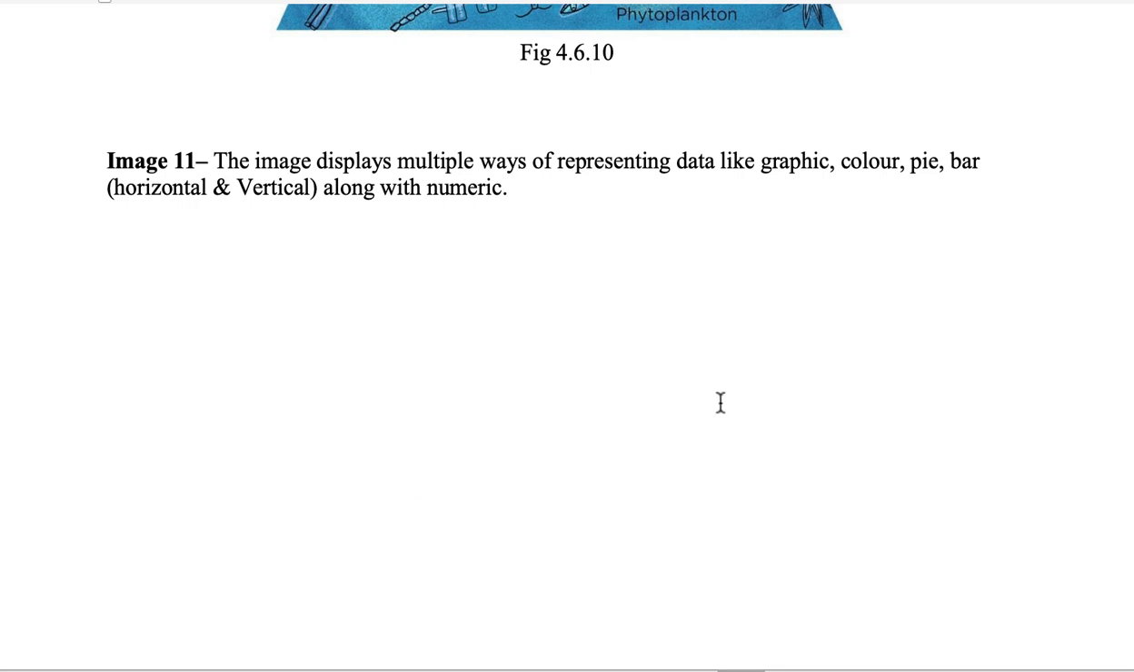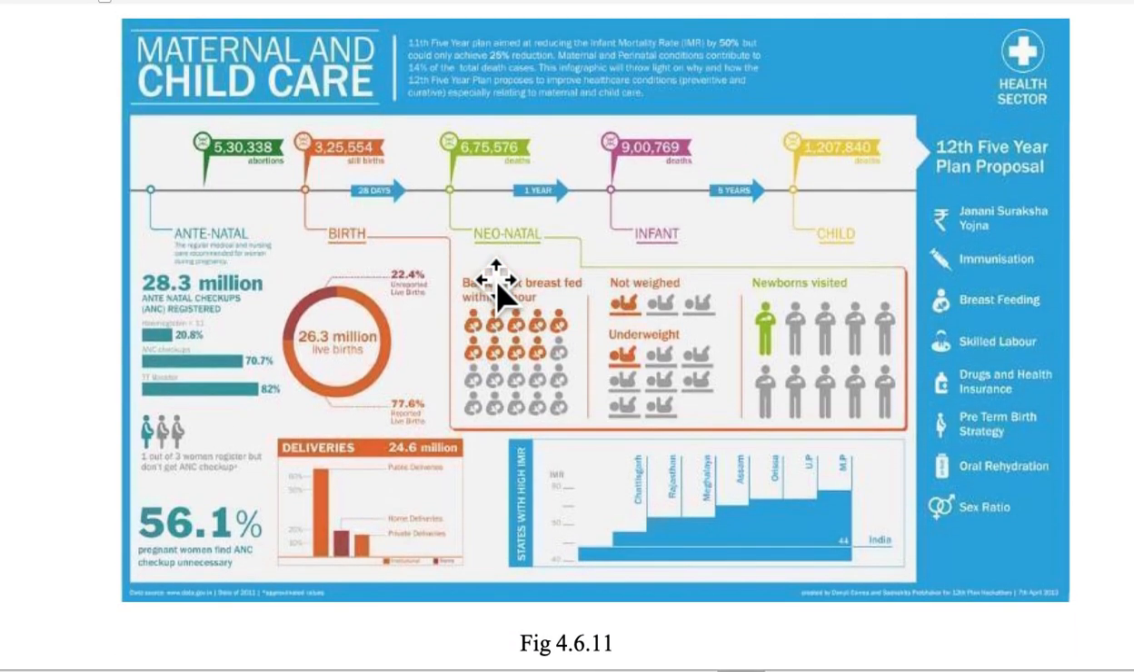And we can have graphics, colors, bars all in one also. Here, this is an example where so many things are put together. We have icons here, we have bars here, we have colors here to represent various information. So this is again a good example of a data format.